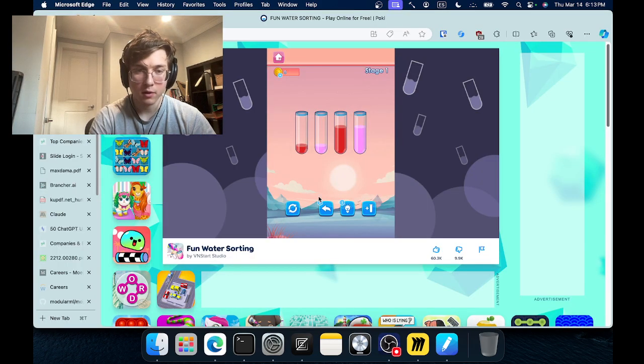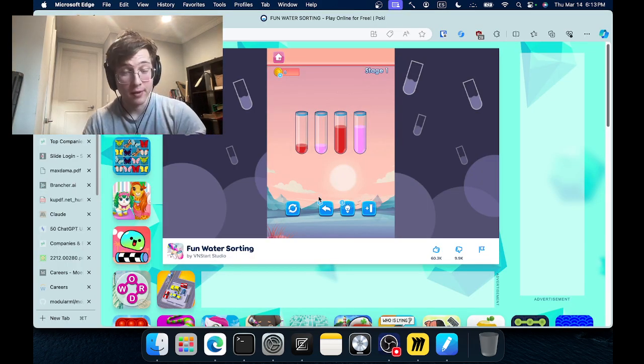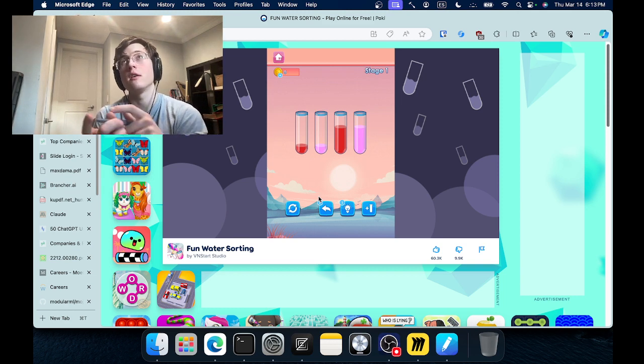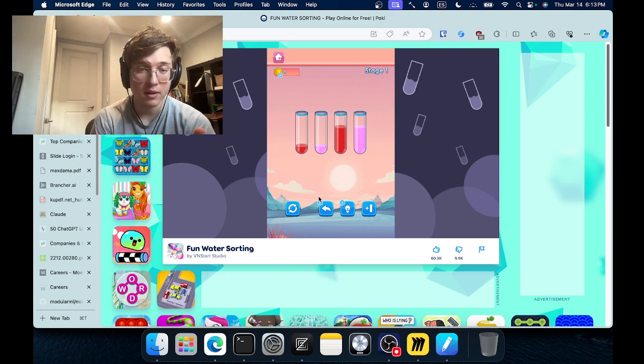So what does the water sort game look like? Here I've pulled it up. As you can see, there's a couple of tubes and several colors. In this case, there are 4 tubes and 2 colors. So the number of colors is equal to the number of tubes minus 2.